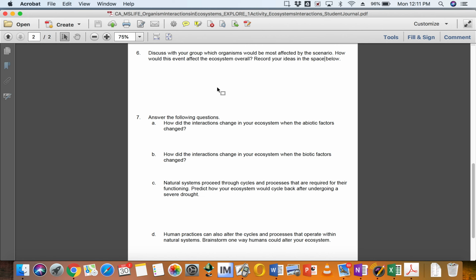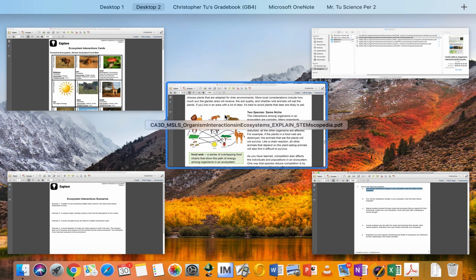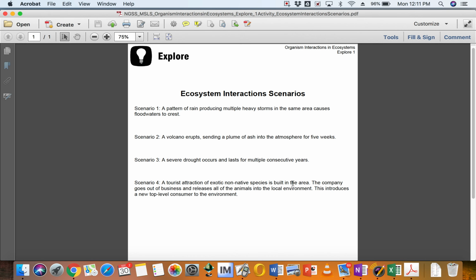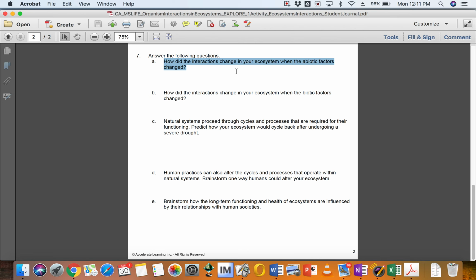All right. Now this has been throwing people off. A right here: how did it change when the abiotic factors changed? To me, that is basically the scenario. The four scenarios here, they all look like abiotic factors. So you're just describing what happens when these changes occur. Okay, so immediately, what's going to happen? Put it right there for A.